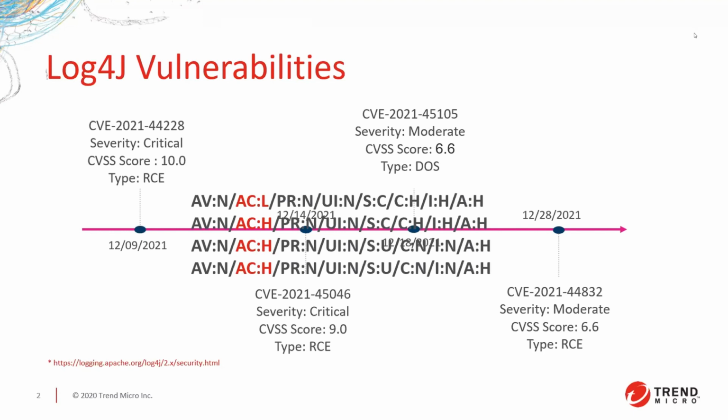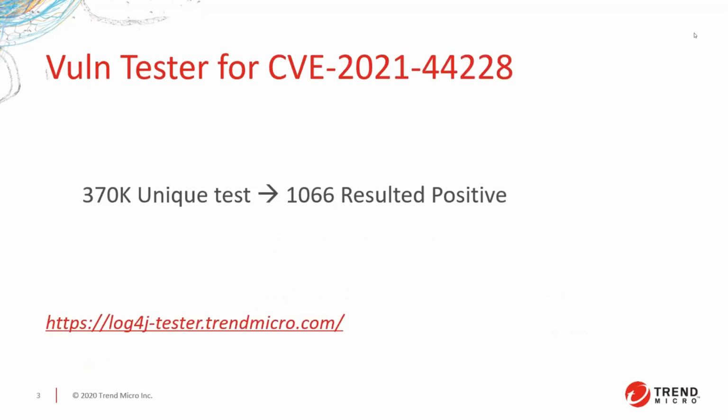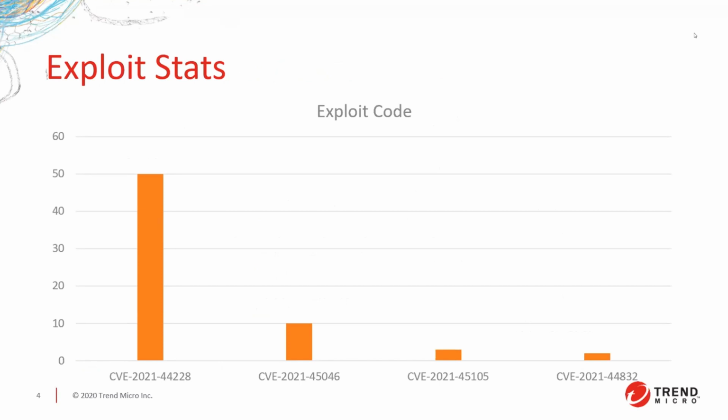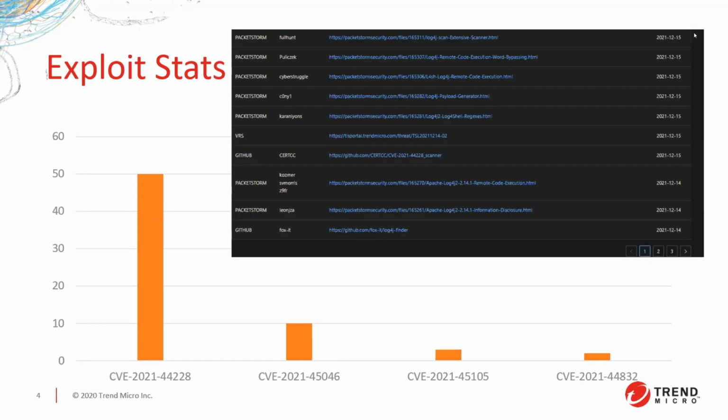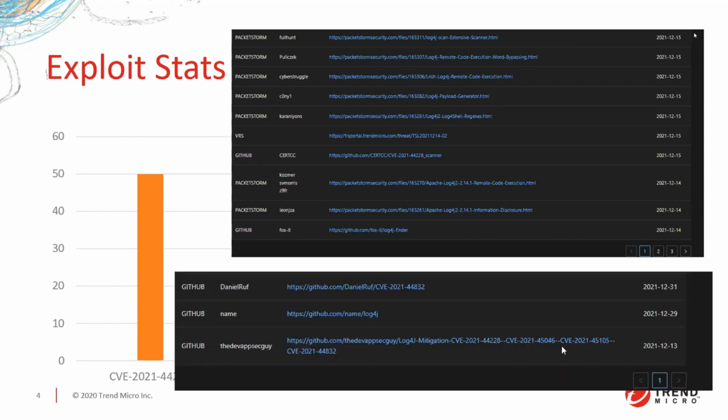So with that, let's see some metrics for 44228 and what stats it actually has. This is a vulnerability tester for 2021-44228, and the data here shows 320K unique tests carried out. Out of those, 1,000 plus results tested positive, meaning those websites are vulnerable to 2021-44228. Looking at exploit stats, at how much exploit code has been created in public, there are 50 plus unique exploits created for 44228. For the others, it's just test POCs or not really exploit code, and that can be confirmed from different sources, like GitHub. For the last one, 44832, if you see, there are only 3, and those are just test POCs, not really weaponized ones.